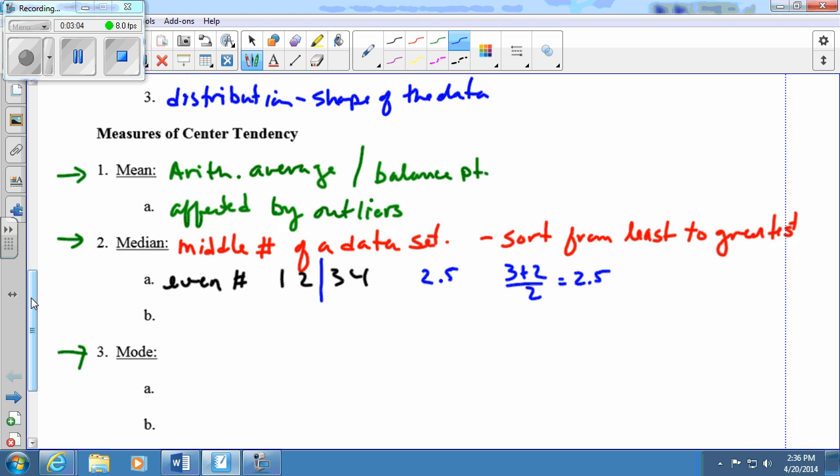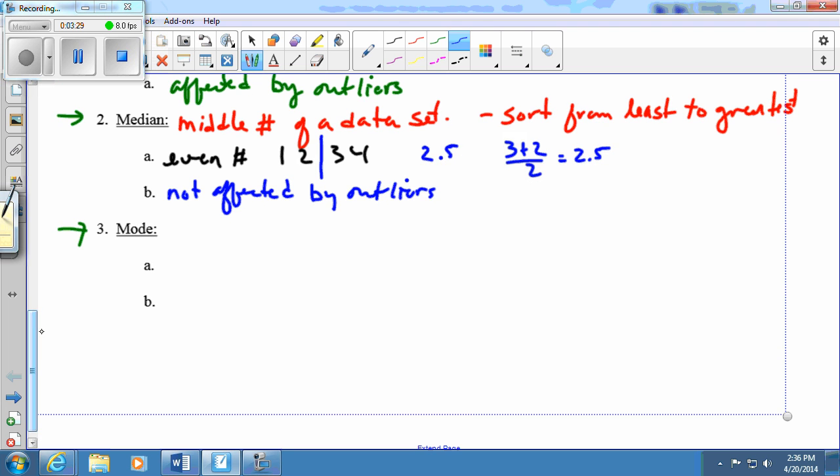So notice the median actually does not need to be the data value. The median is not affected by outliers. Outliers do not affect the median, because essentially I just throw it out of the way and I sort myself to the middle. The last measure of center, also known as an average, but we're going to be specific in which we use here.